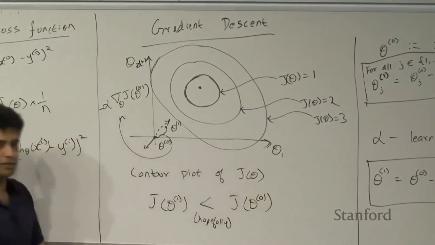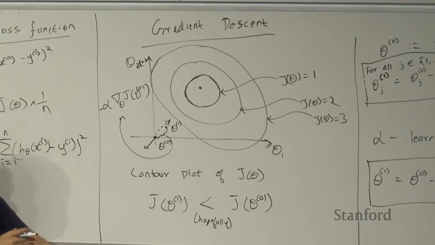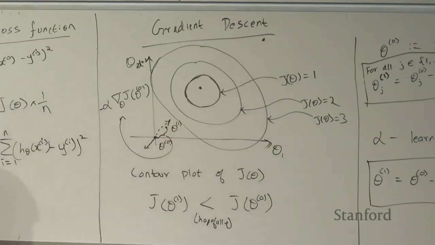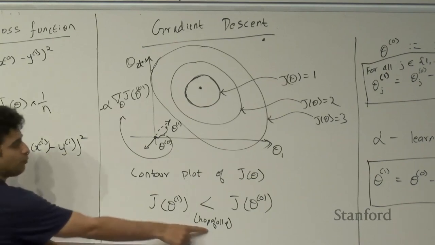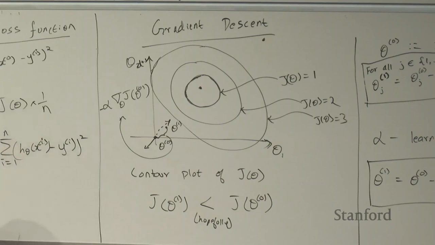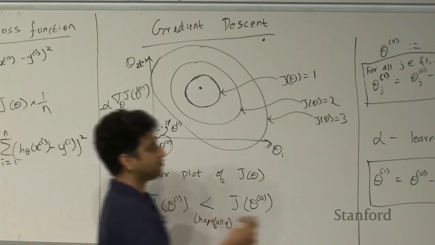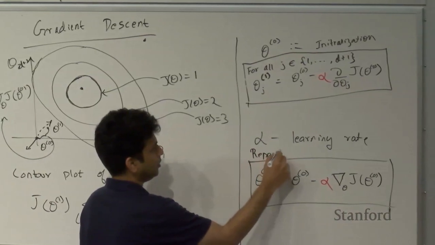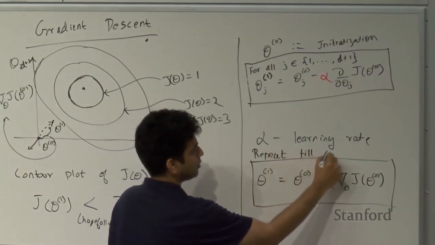Why do I write hopefully here? Because if you take too large a step, you can overshoot and reach a point that is actually at a higher cost. So tuning the learning rate is important because you don't want to overstep. As long as your learning rate is well tuned for your cost function, this hopefully will be true most of the time. And what we do is iterate this, repeat till convergence.